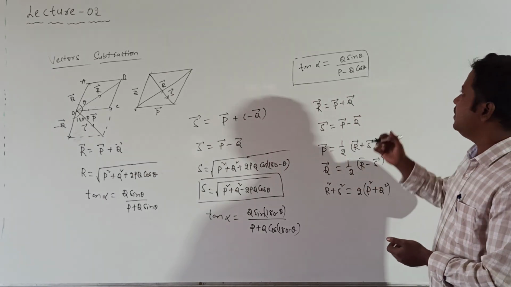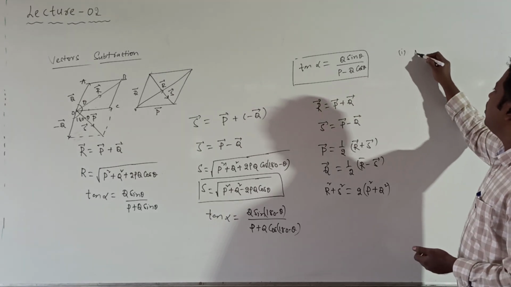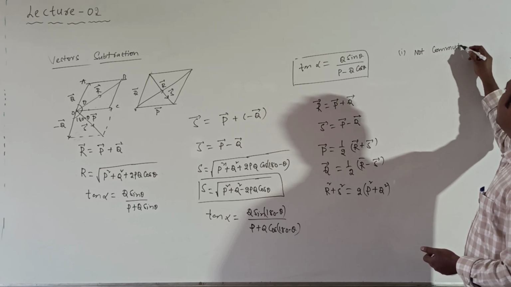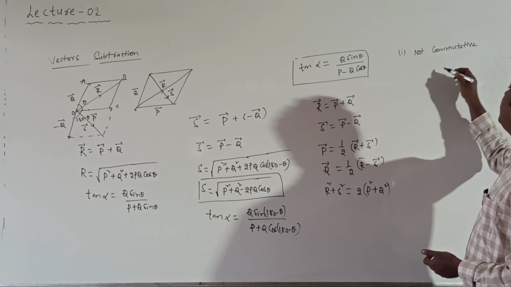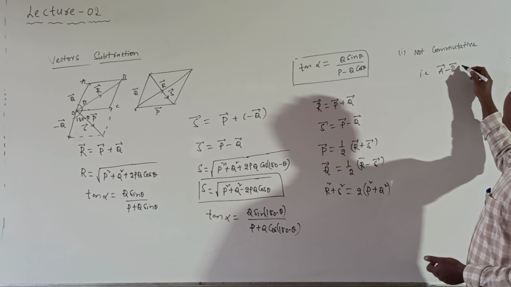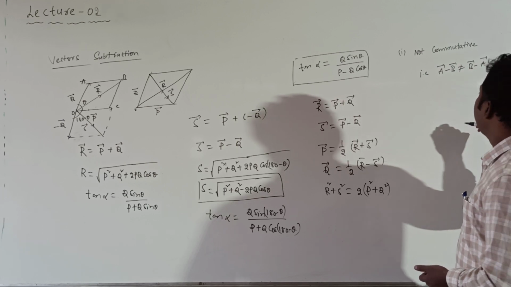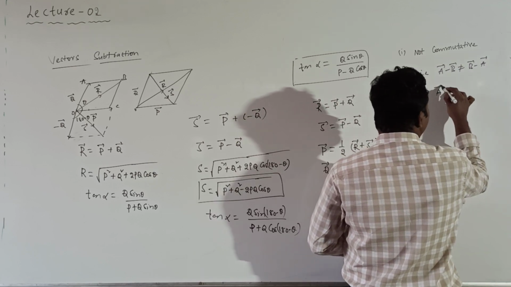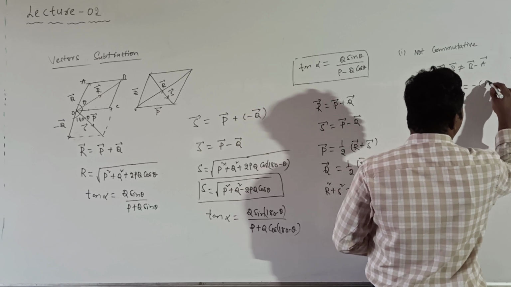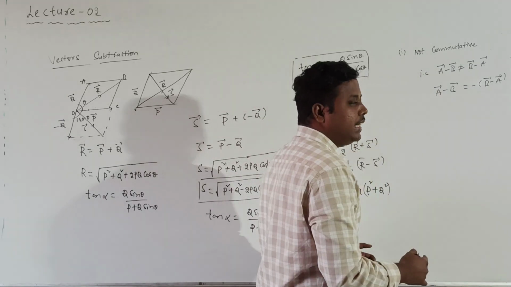After completion of vector subtraction, we have many applications. Before discussing these applications, yesterday we saw that vector addition is commutative, but vector subtraction is not commutative. That is, A bar minus B bar is never equal to B bar minus A bar, because A bar minus B bar will be equal to minus of B bar minus A bar. Understood now? So commutative is not valid here.